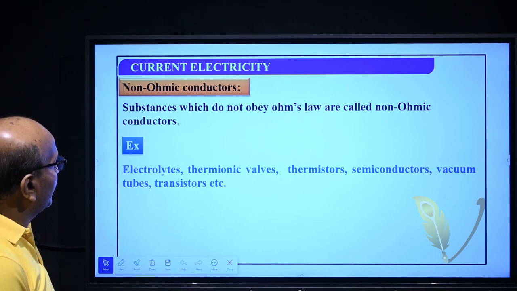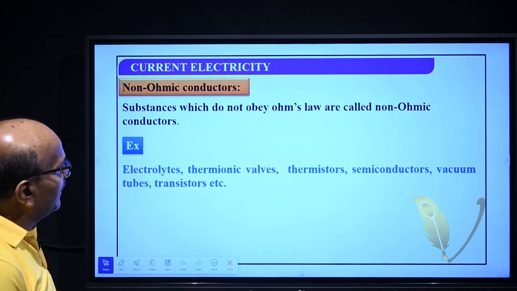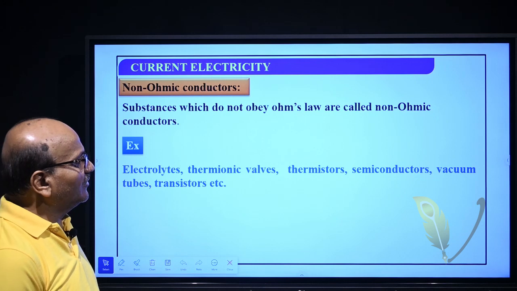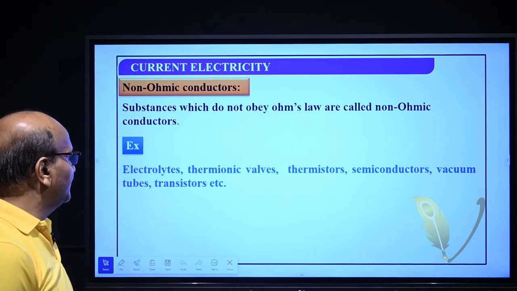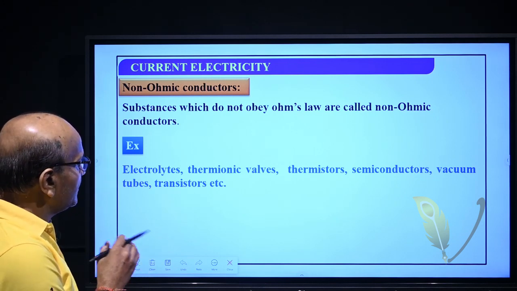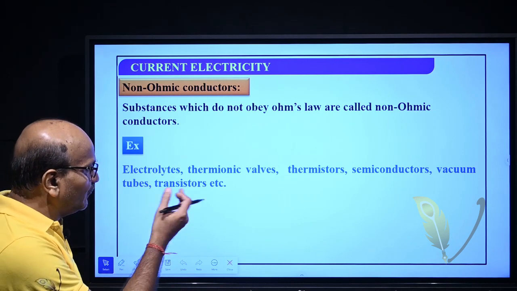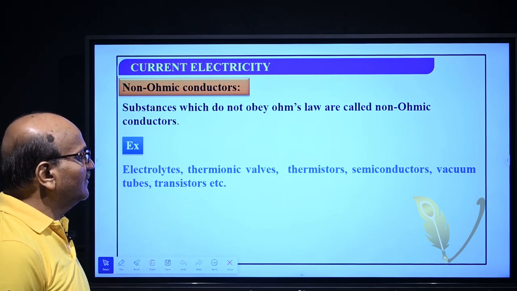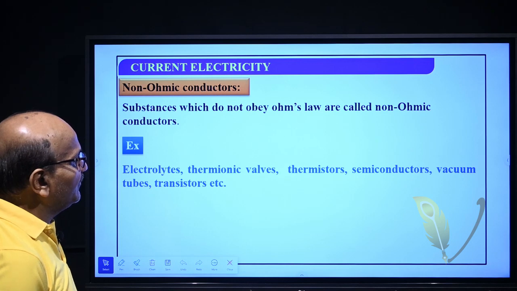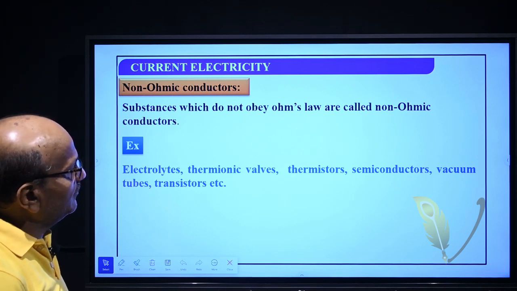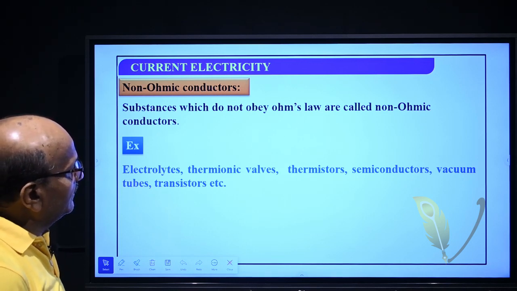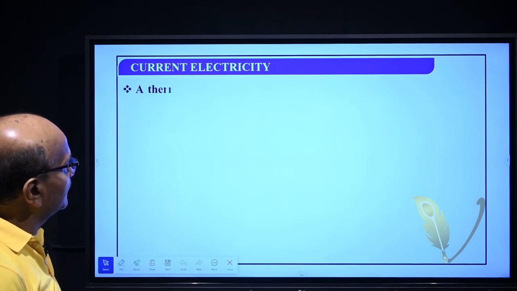Examples are electrolytes, thermionic valves, thermistors, semiconductors, vacuum tubes, transistors, etc. Because when current flows through these conductors, the V-I graph is not a straight line passing through the origin. So, these are called non-ohmic conductors.